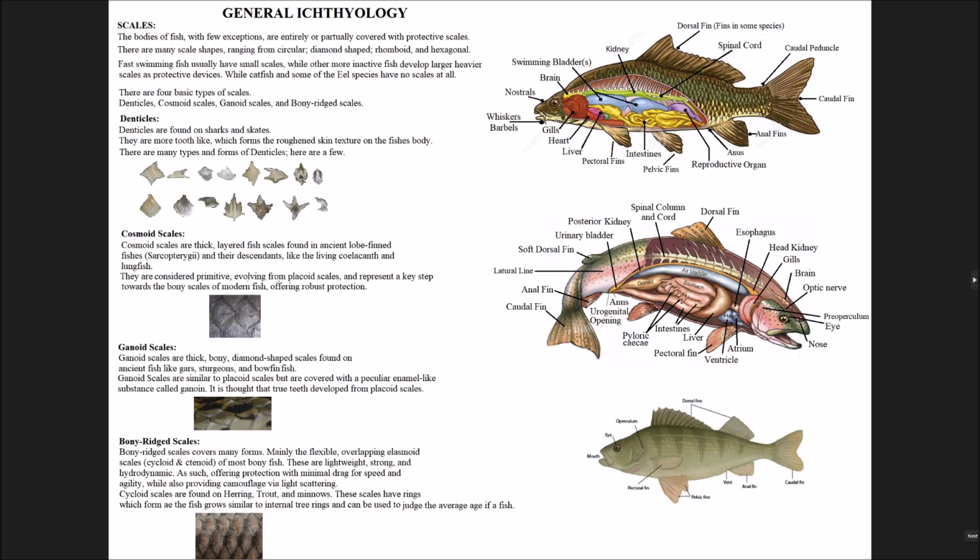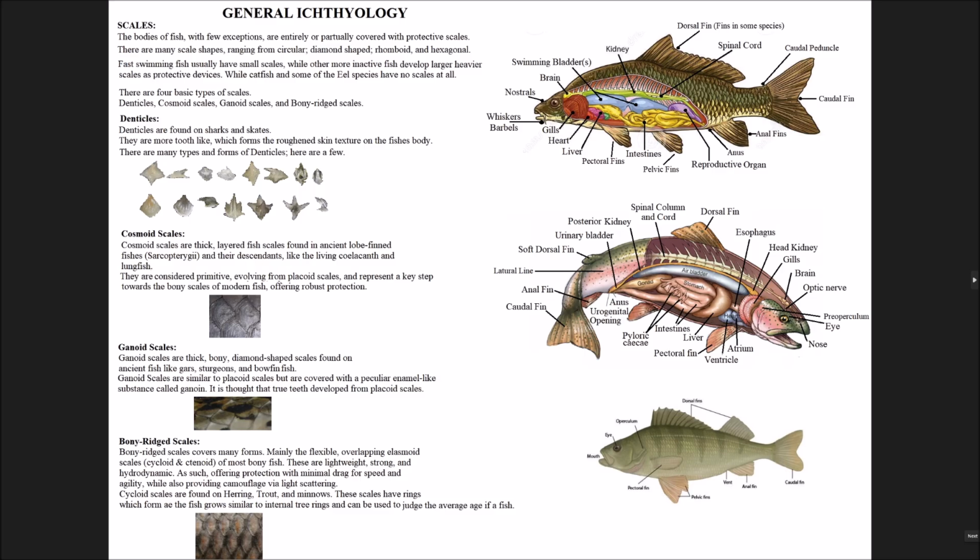Scales. The bodies of fish, with few exceptions, are entirely or partially covered with protective scales. There are many scale shapes ranging from circular, diamond, rhomboid, and hexagonal. Fast-swimming fish usually have small scales, while other more inactive fish develop larger, heavier scales as protective devices. While catfish and some of the eel species have no scales at all.